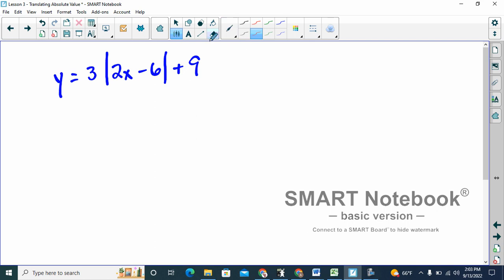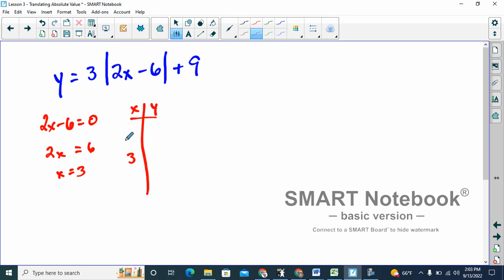You can do it the first way that we learned, which was set 2x minus 6 equal to 0 and solve for x. And then set up an xy chart. 3 goes in the middle, 2 points on each side, and plug all those in for x and get all your y values and draw your graph. That's a great way to do this. It takes a little longer, but that will absolutely work.